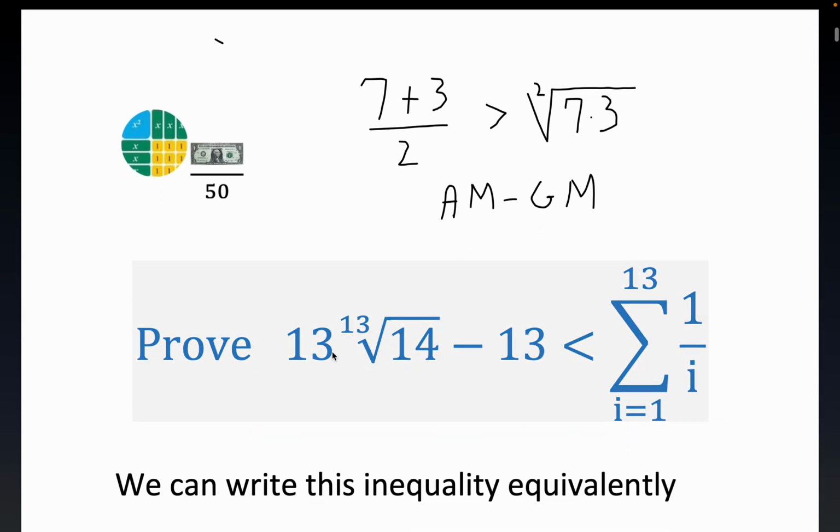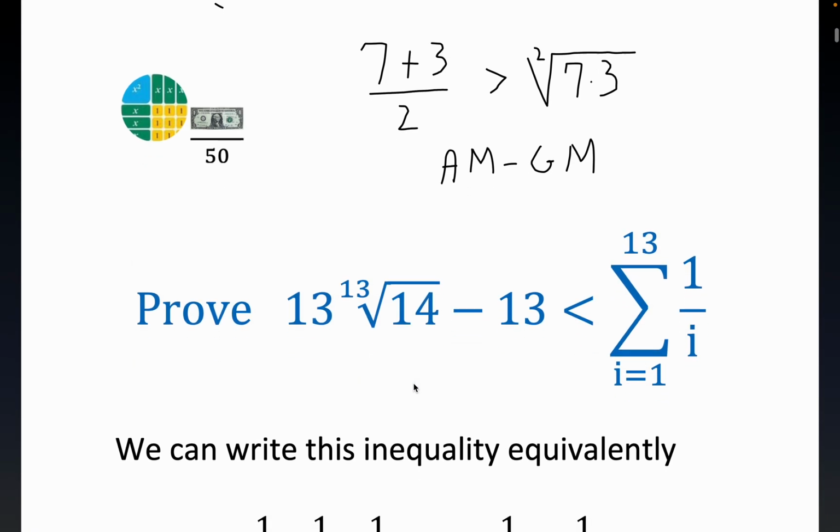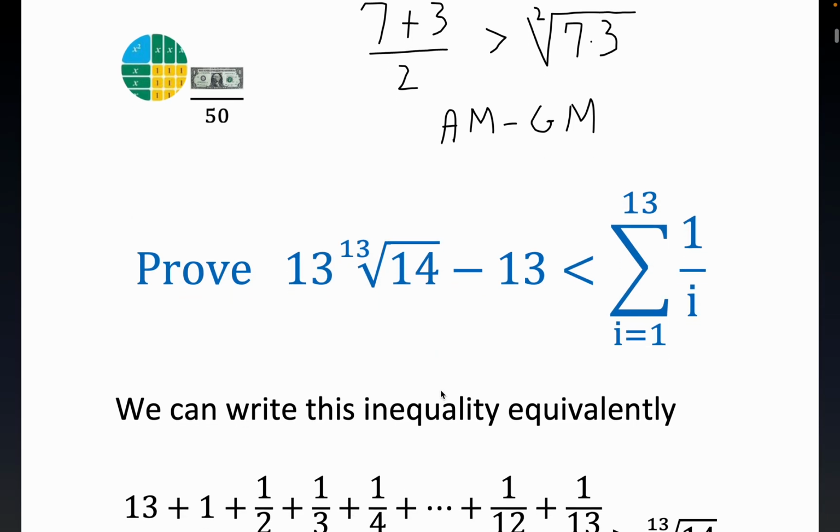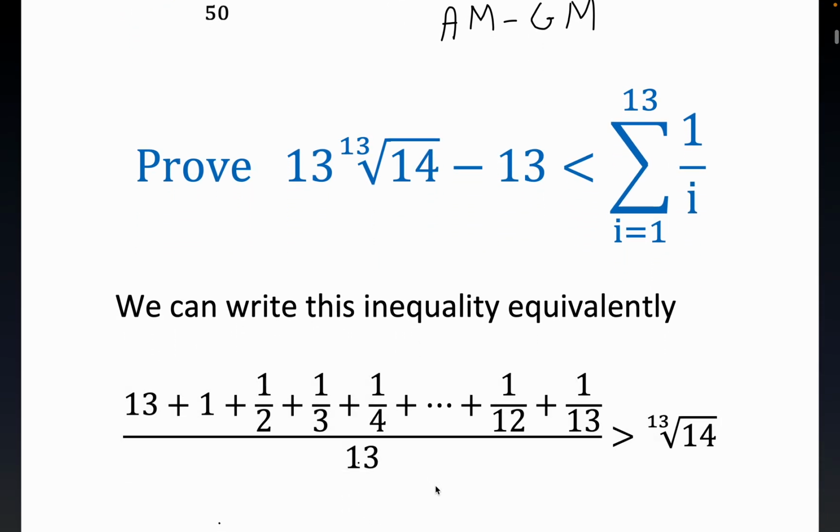We want to prove an exponential situation; you can think of it as 14 to the 1/13th if you want. But we can rewrite what we're trying to prove equivalently just like this. You can see what I did: I brought the 13 over to this side and then divided by 13. That's exactly what happened. I just rewrote it in a form that makes it amenable to the AM-GM inequality.